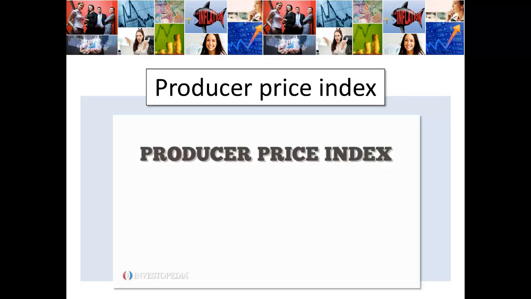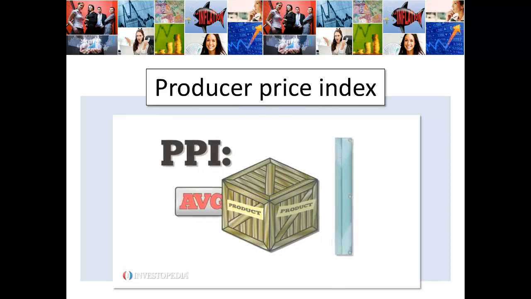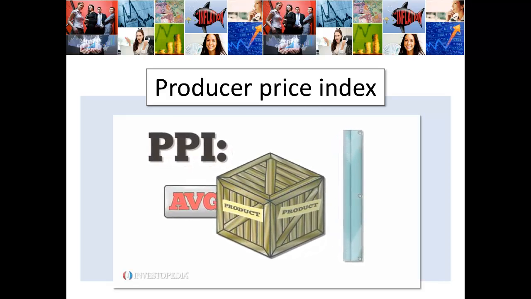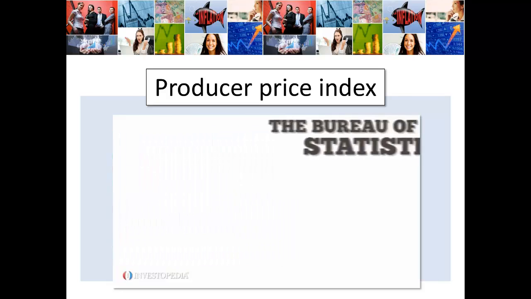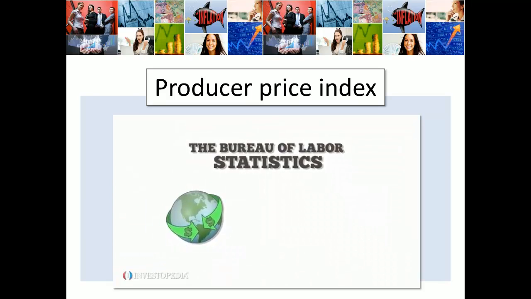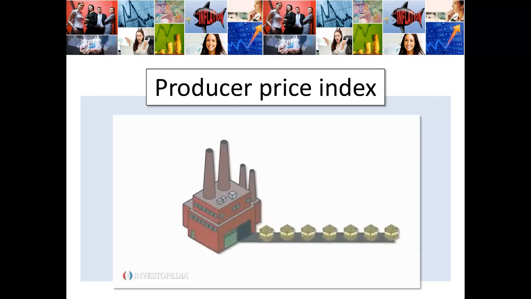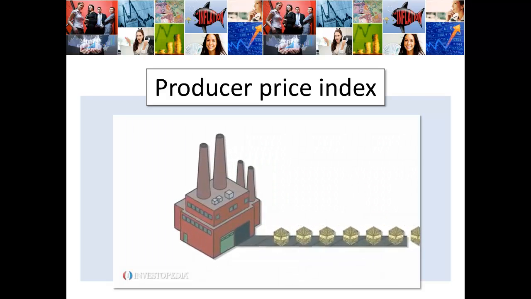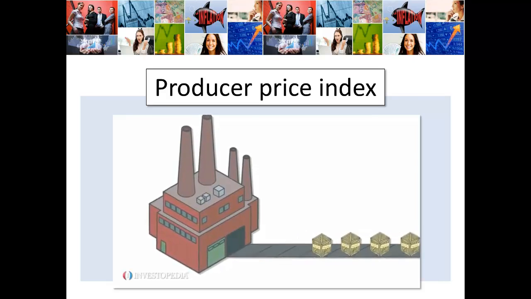The Producer Price Index, or PPI, measures the average change in the prices that domestic producers receive for the output they sell. The Bureau of Labor Statistics releases the PPI each month. It reveals trends in wholesale markets, manufacturing industries, and commodities markets. The PPI tracks headline index figures for the crude, intermediate, and finished good levels of production.